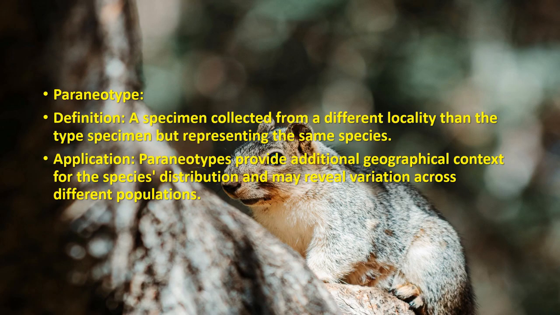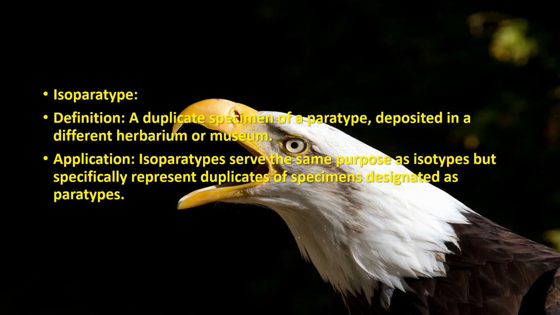Paraneotype. A specimen collected from a different locality than the type specimen but representing the same species. Paraneotypes provide additional geographical context for the species distribution and may reveal variation across different populations. Isoparatype. A duplicate specimen of a paratype, deposited in a different herbarium or museum. Isoparatypes serve the same purpose as isotypes but specifically represent duplicates of specimens designated as paratypes.